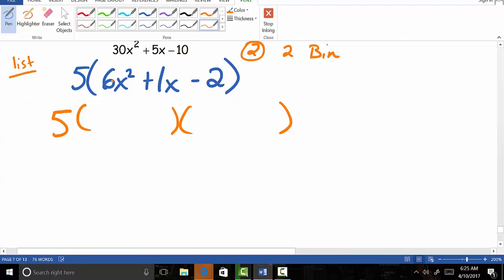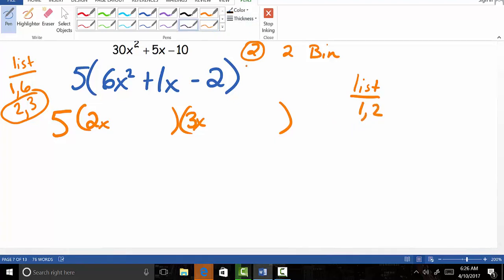What times what gives us 6x squared? Well, 1 times 6 would accomplish that. Likewise, 2 times 3 would accomplish that. And typically we try and stick to two numbers that are a little bit closer together, so we might go with 2x and 3x. Now looking at the list for that last number 2, we have 1 comma 2. It's a nice prime number. When we try and dump it in here, we'll maybe throw the 1 here and the 2 here. Let's just see what happens with that.